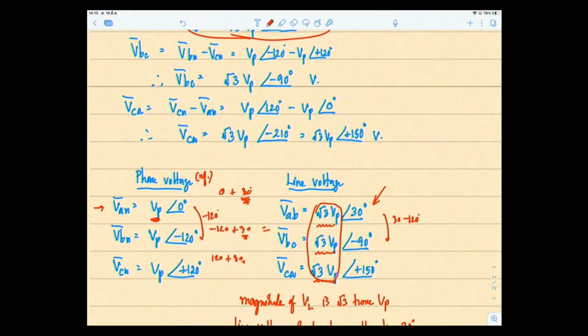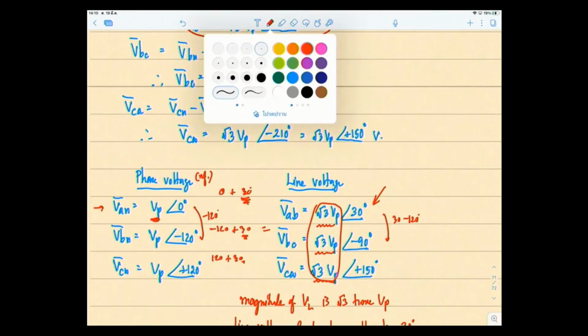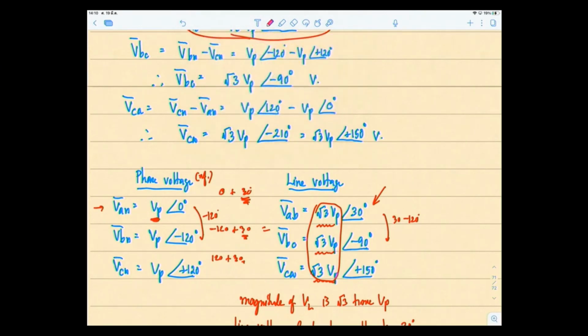Okay. How about from the first VAN to VCN? From VAN to VCN, you plus 120, right? 0 plus 120 is plus 120. So look here, you start with 30, right? 30 plus 120, you get 150. So they are also 120 degrees apart.